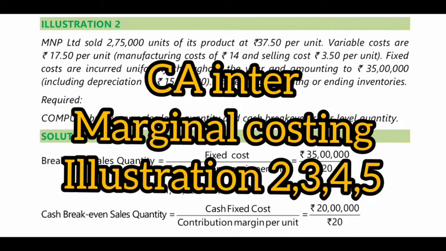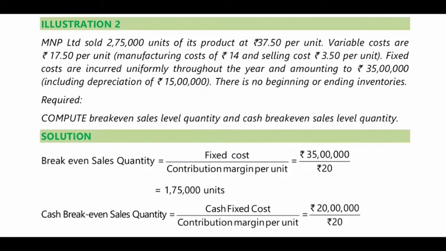The second illustration: MNP Limited sold 2,75,000 units of products at rupees 37.50 per unit. Variable costs are rupees 17.5 per unit, and in that, manufacturing cost is rupees 14 and selling cost is rupees 3.5 per unit.